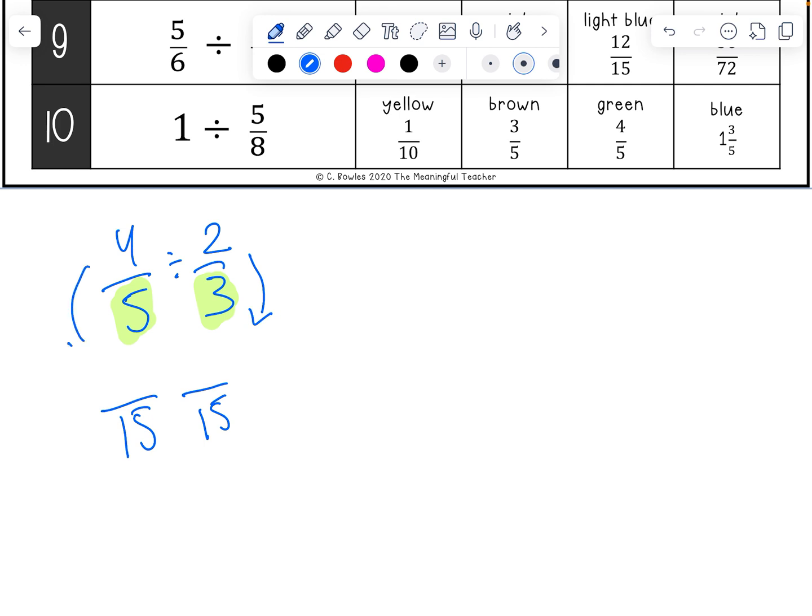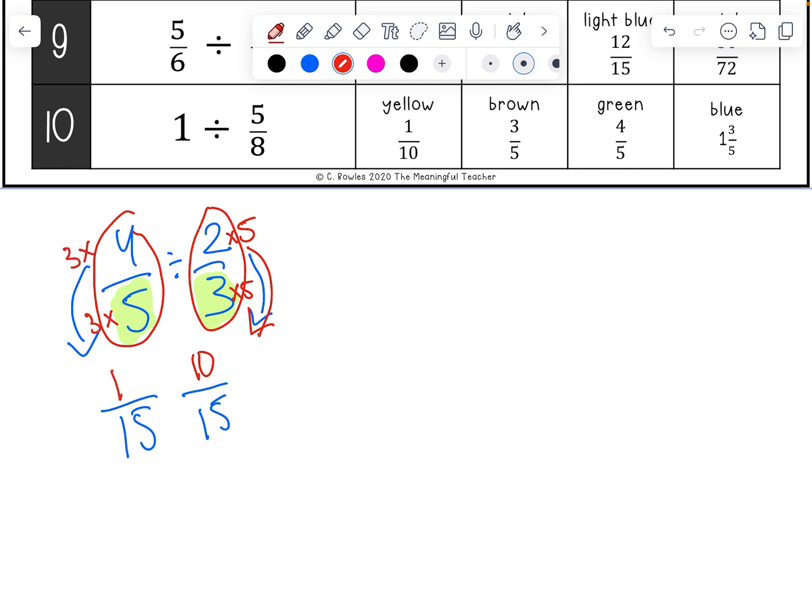So I've got to think, what did I multiply 3 by to make it into a 15? I know 3 times 5 is 15. And remember, you have to multiply the top by the same, which would be 2 times 5, which is 10. So 2/3 is now 10 over 15. Okay, I'm going to do the same thing to this one. I made the denominator 15 already, and I did that by multiplying by 3. So that means I need to multiply the top by 3, which is 12/15.